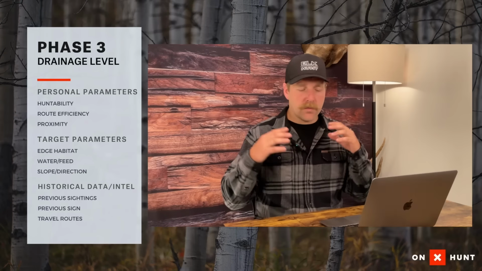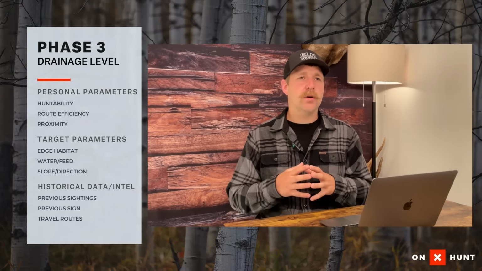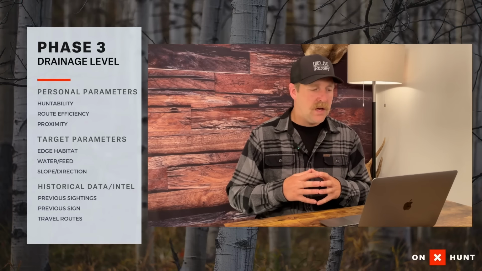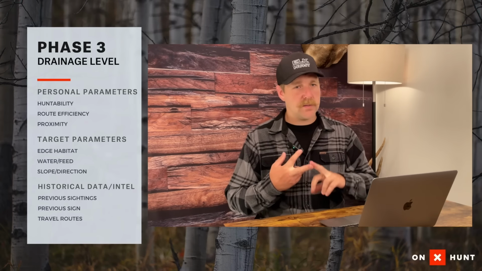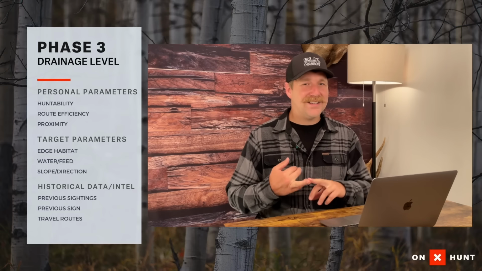So when it gets to drainage level, we're going to dive into the personal parameters, the target parameters, and we're going to talk about historic data. Now these change a little bit, and I'll show you why. But historical data turns into more just package intel. And so from the personal parameters perspective, we talked about type of hunt, we talked about hunting style. This is huntability.